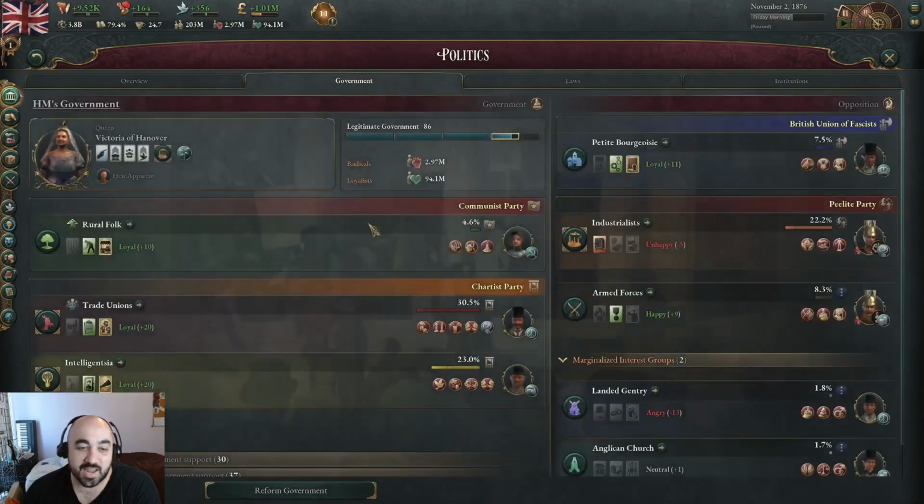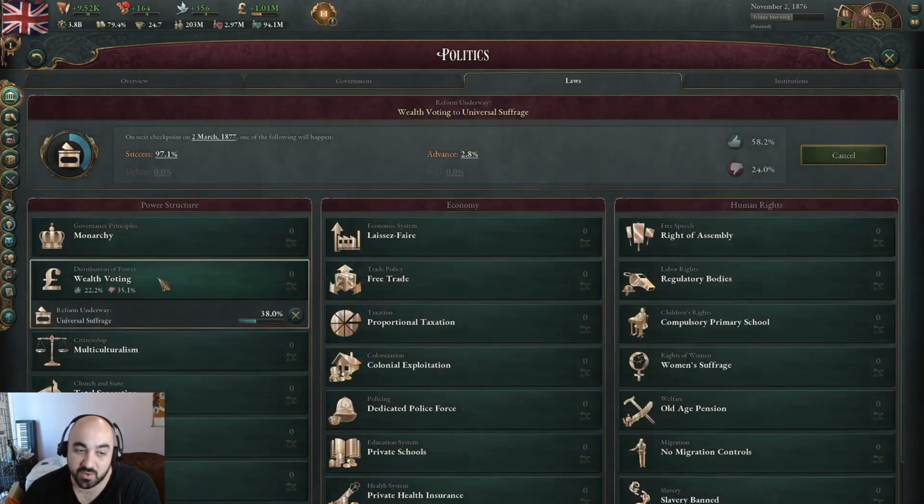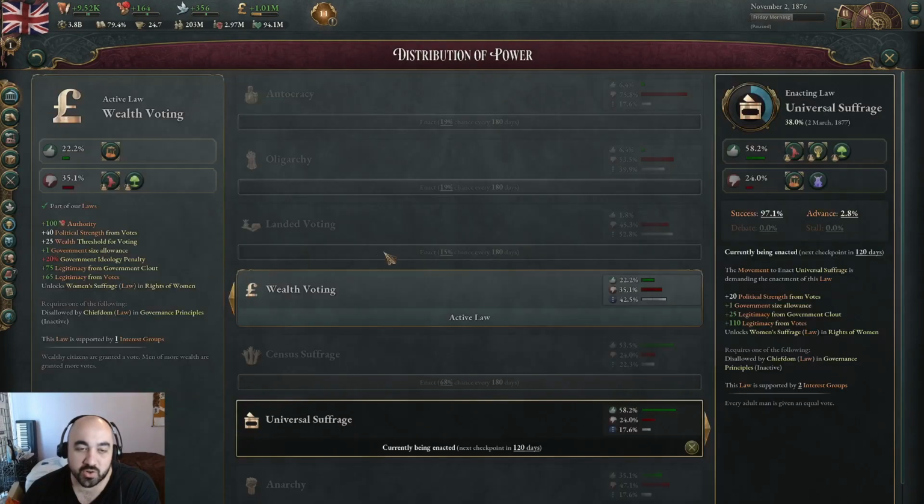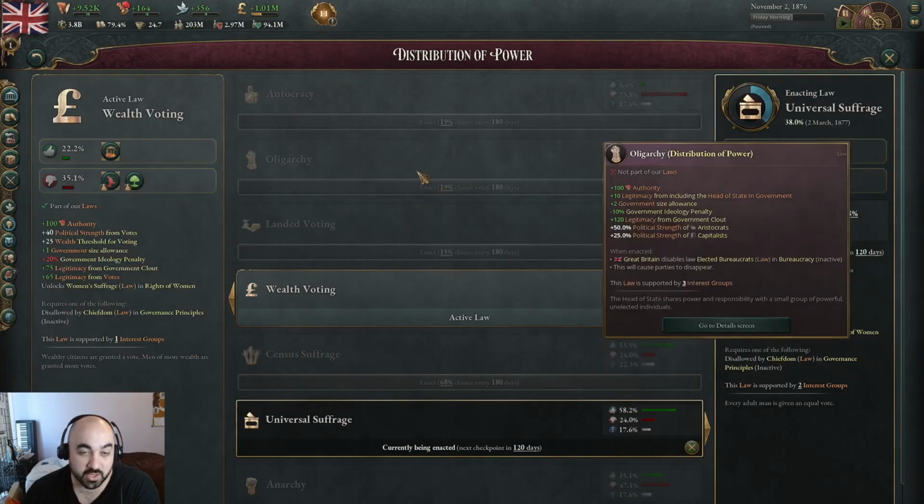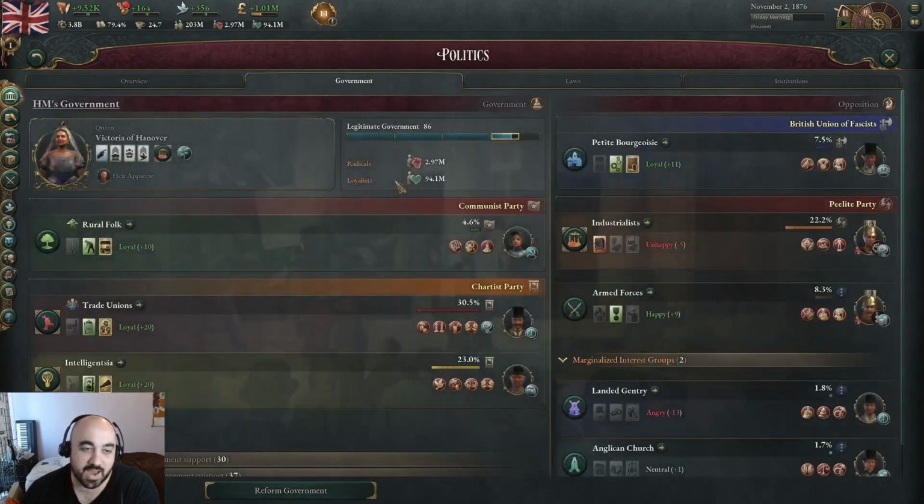If you want to just stay on 2 interest groups, however, you can stay in one of these upper echelons and just focus on keeping them strong. Also, if you really want to keep the industrialists strong, staying on landed voting or oligarchy is a good shout. But I think that transitioning from industrialists to rural folk, as we are doing here in this run, is probably a pretty strong way to go.